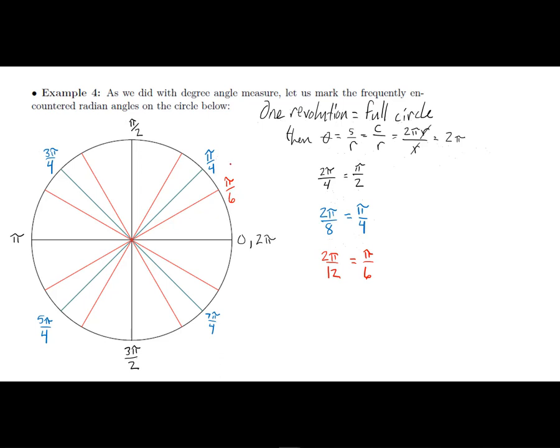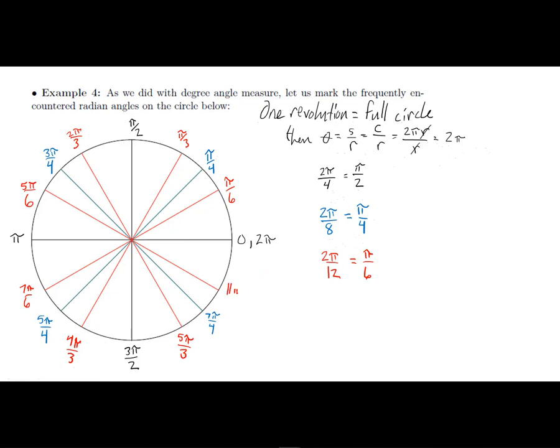And then pi over 6 plus pi over 6 is 2 pi over 6. But 2 pi over 6 simplifies down to pi over 3. 2 pi over 6 plus pi over 6 is 3 pi over 6, which is pi over 2. 3 pi over 6 plus pi over 6 is 4 pi over 6, which is 2 pi over 3 when simplified. And then 4 pi over 6 plus pi over 6 is 5 pi over 6. And following the same pattern, we can get these other special radian values on the circle as well.